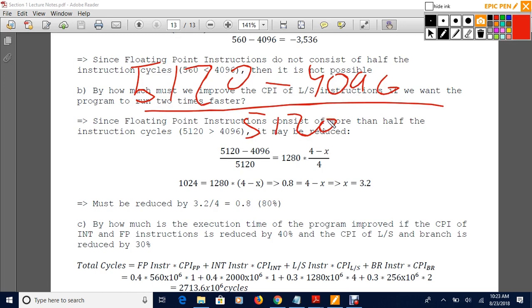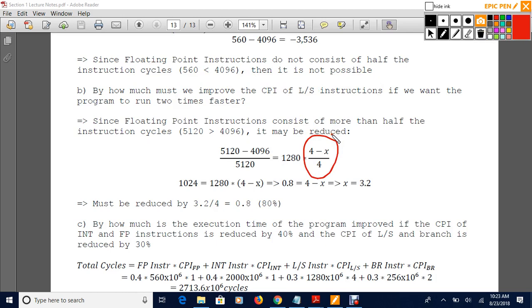And the reason why I'm doing this is because I have the number of instructions, right? 1,280. And then the CPI, the initial one's 4, right? So 4 minus x, 4 minus x divided by 4. That's how I'm able to actually figure out what the final answer is, right?